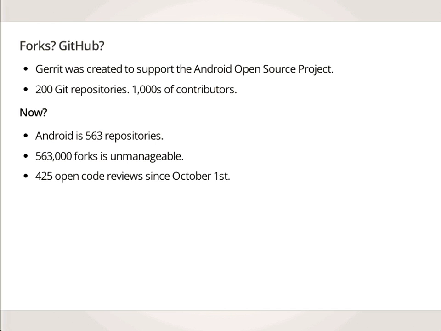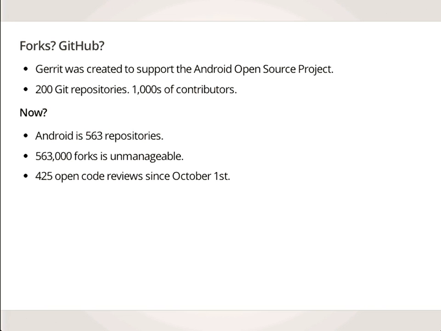And I think this is kind of borne out that building Gerrit worked because Android's now 563 repositories. It has grown over time. And there's no way we could manage 563,000 forks. I'm sure GitHub could store all of those, but we could not plow through all of those forks looking for pull requests and branches and trying to get things put together. It's just not manageable for us.